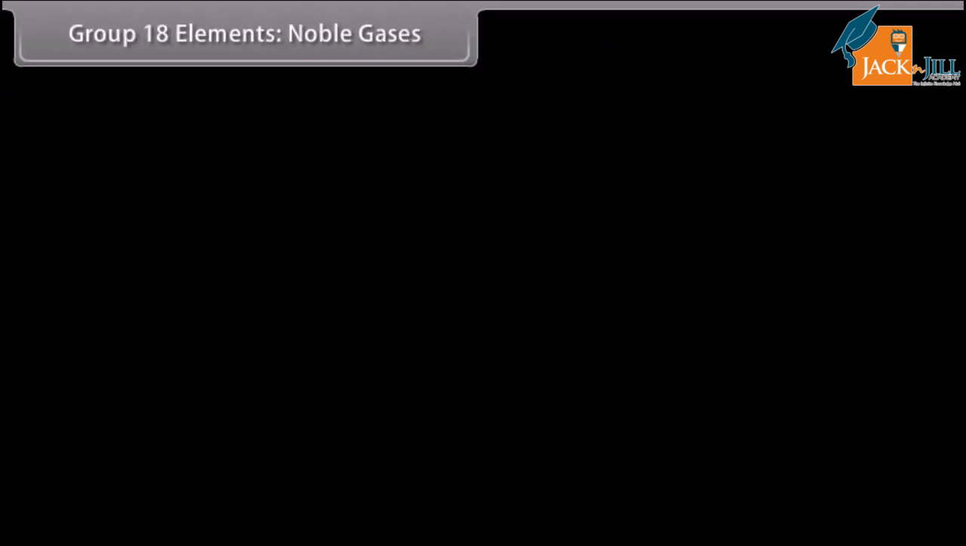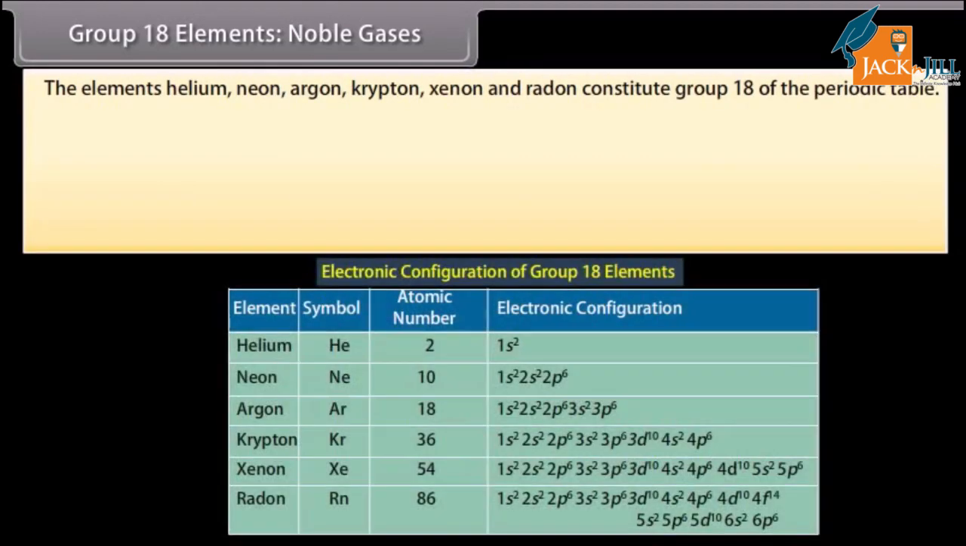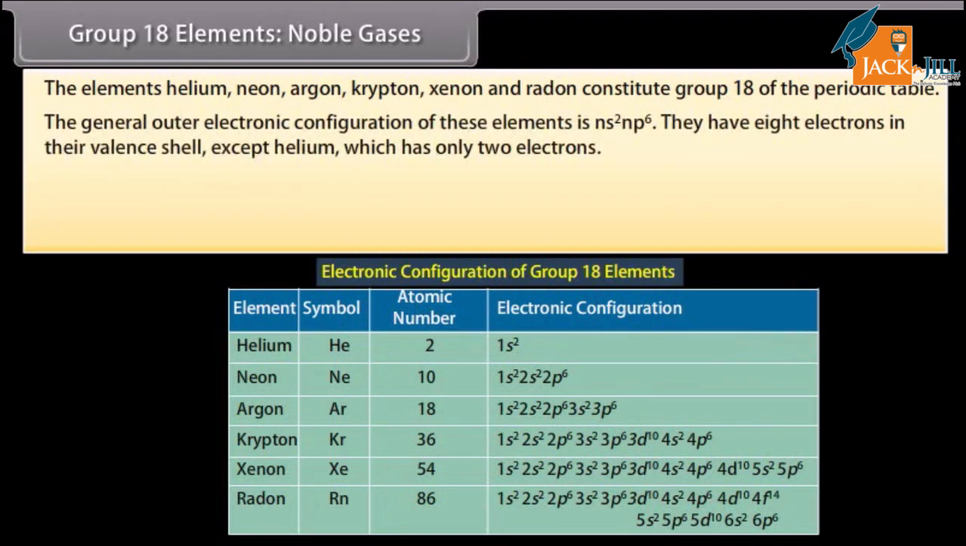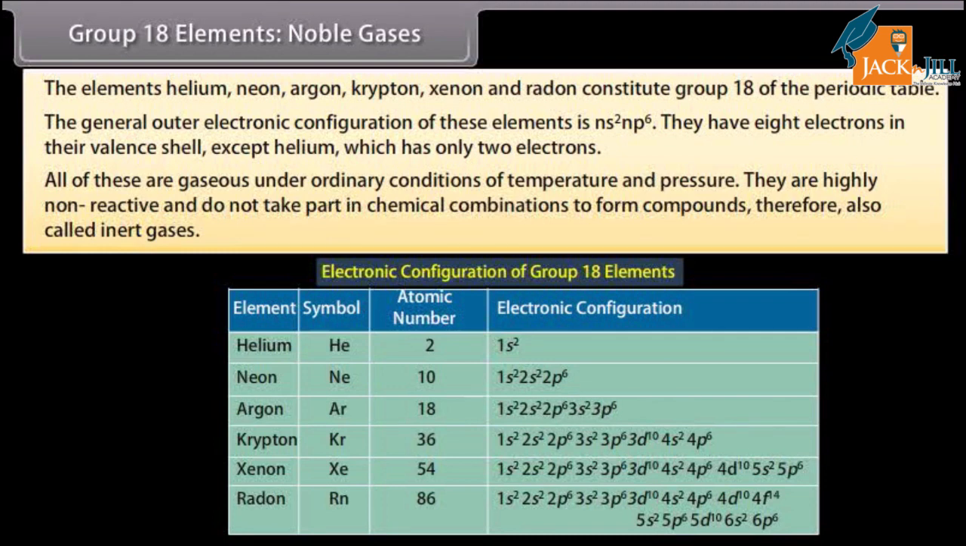Group 18 elements, noble gases. The elements helium, neon, argon, krypton, xenon, and radon constitute Group 18 of the periodic table. The general outer electronic configuration of these elements is ns2np6. They have 8 electrons in their valence shell except helium, which has only 2 electrons. All of these are gaseous under ordinary conditions of temperature and pressure. They are highly non-reactive and do not take part in chemical combinations to form compounds, therefore also called inert gases.